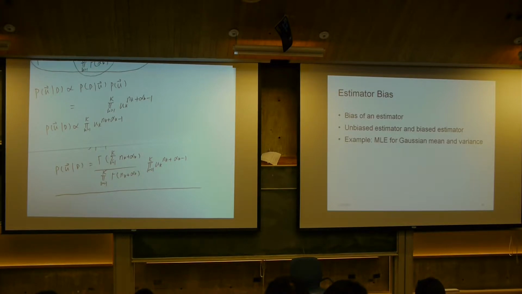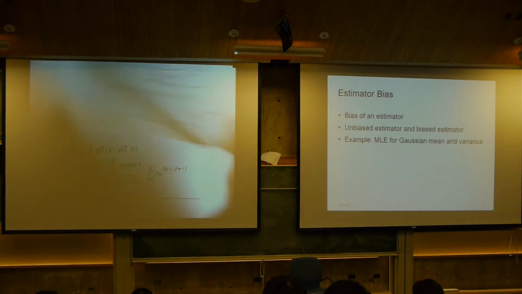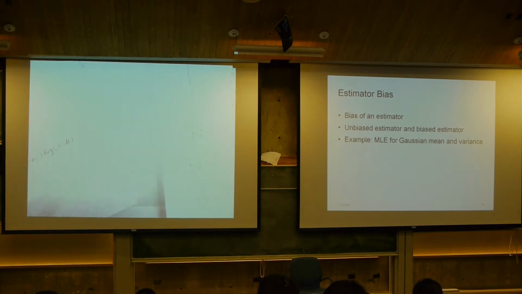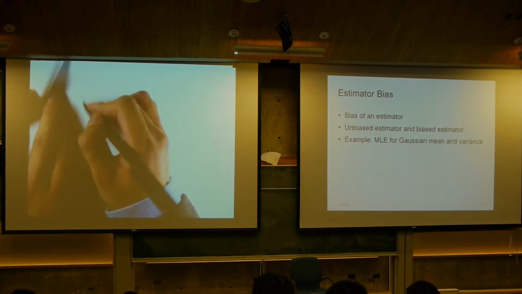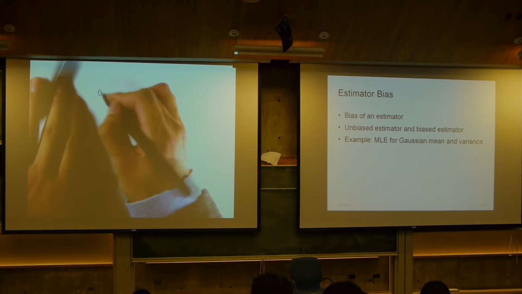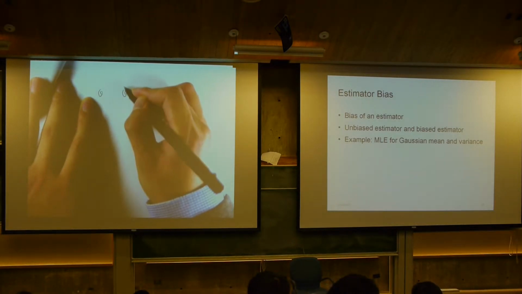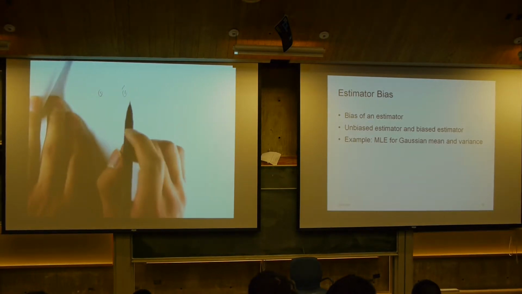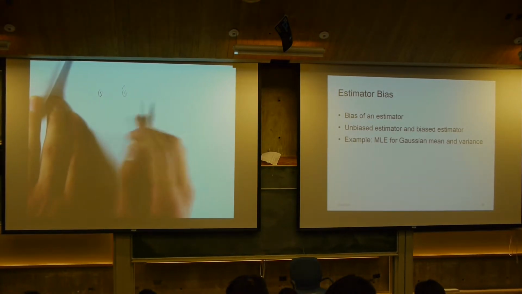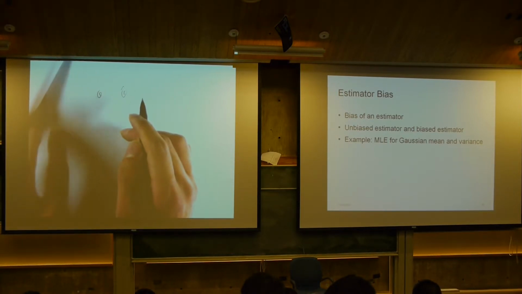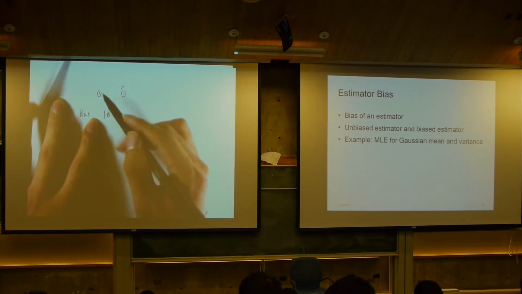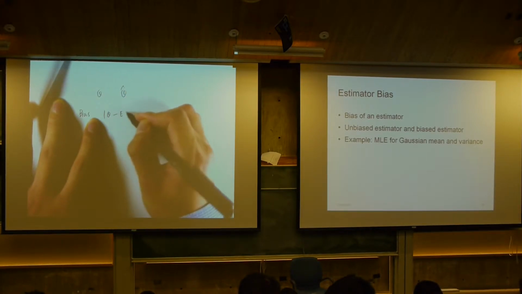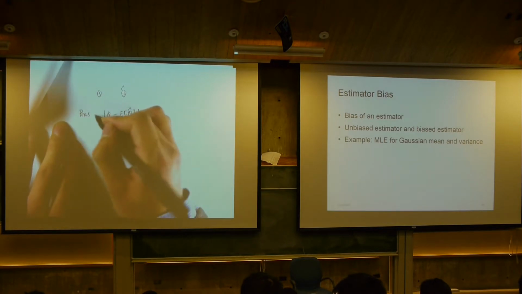And finally, let's see a little bit about the estimator bias. The definition of bias is: we have a parameter theta, and we have an estimator theta hat. The estimator could be MLE, MAP, or a second order moment estimator, whatever. So the bias is defined as the difference between the true parameter theta and the expectation of theta hat. This is the definition of bias.